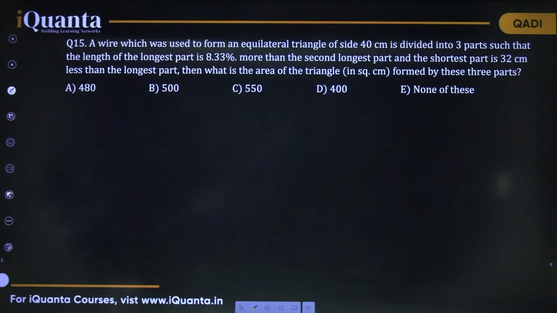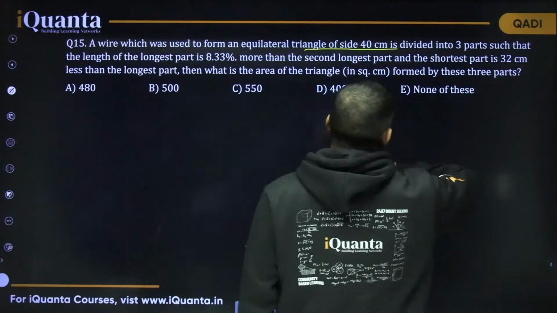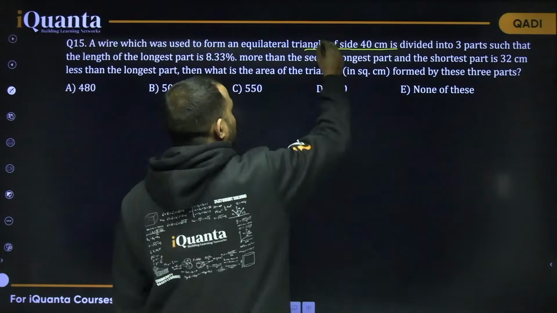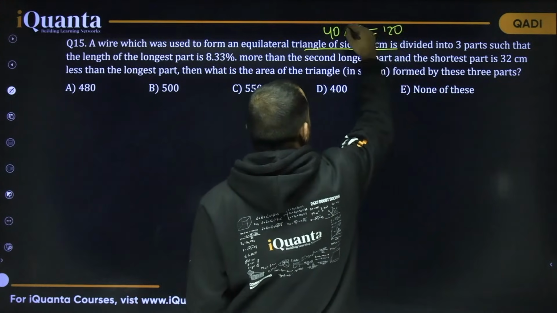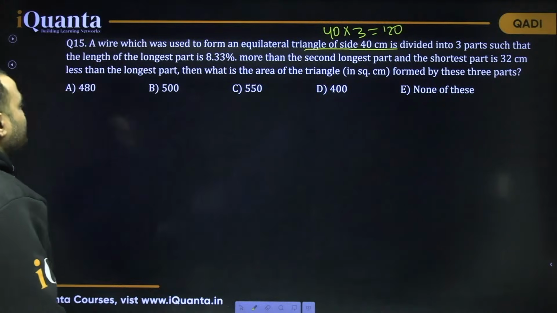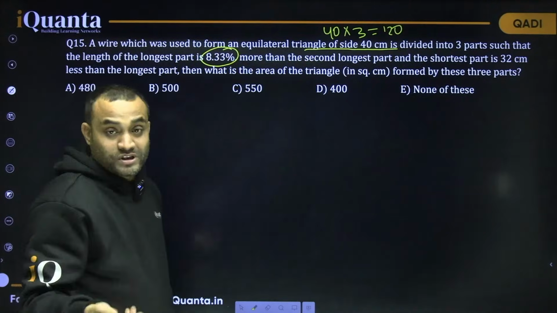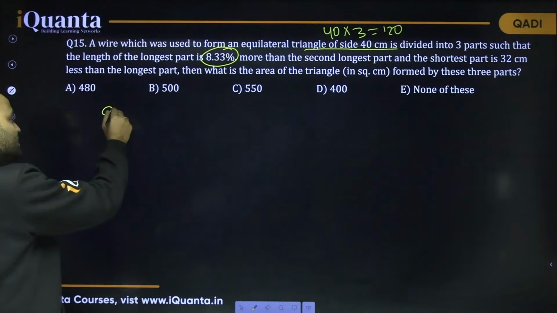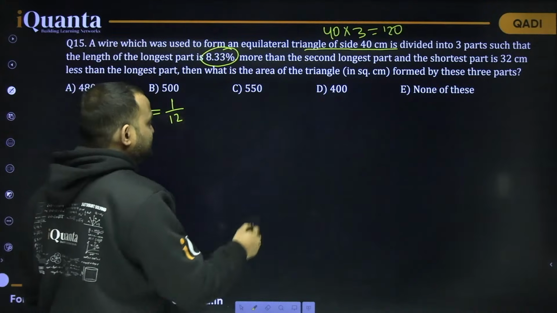Yes, Aniket, that is correct. A wire which was used to form an equilateral triangle of sides 40 centimeter. So what is the total length of the wire? 40 into 3, that is equal to 120, is divided into 3 parts such that the length of the longest part is 8.33% more than the second largest part. What is 8.33%? If you recognize this value, that is 1 by 12. So it will be easier for you.